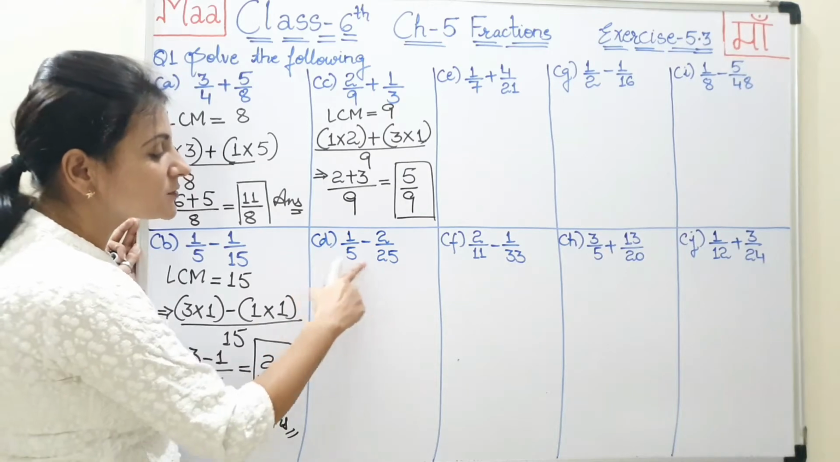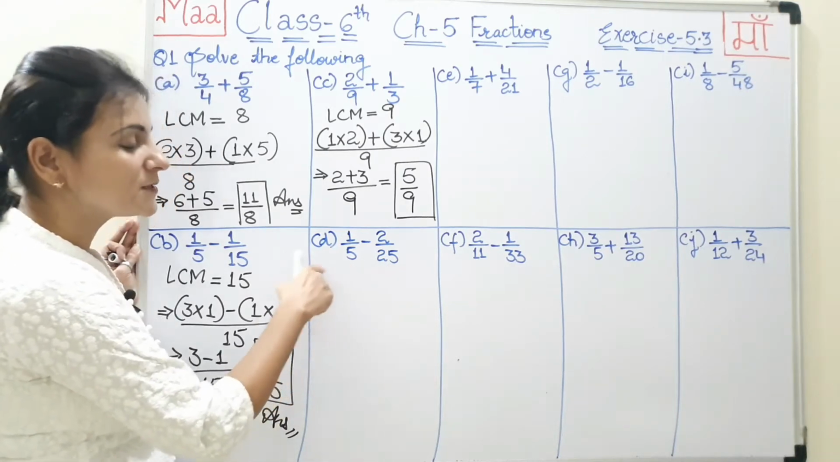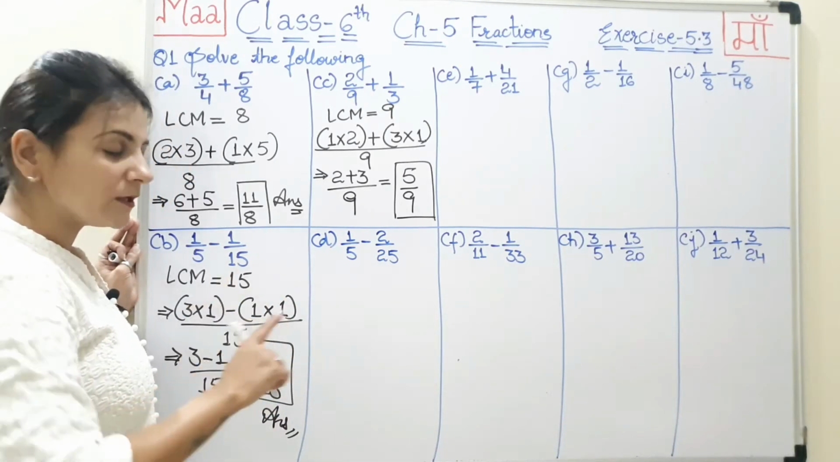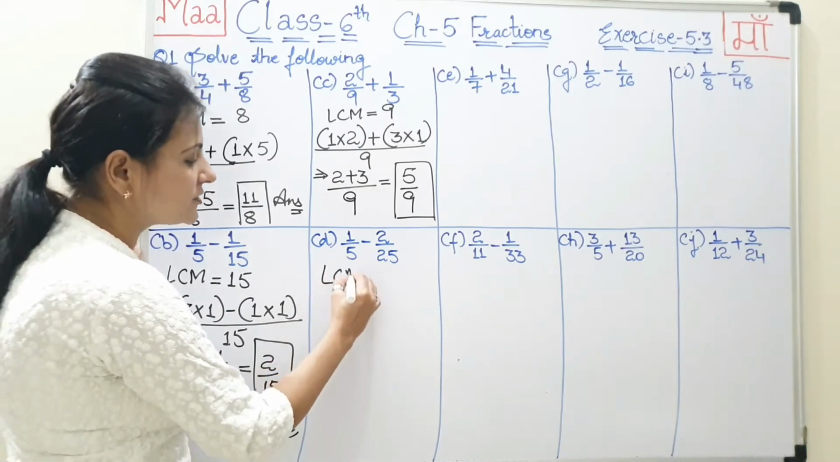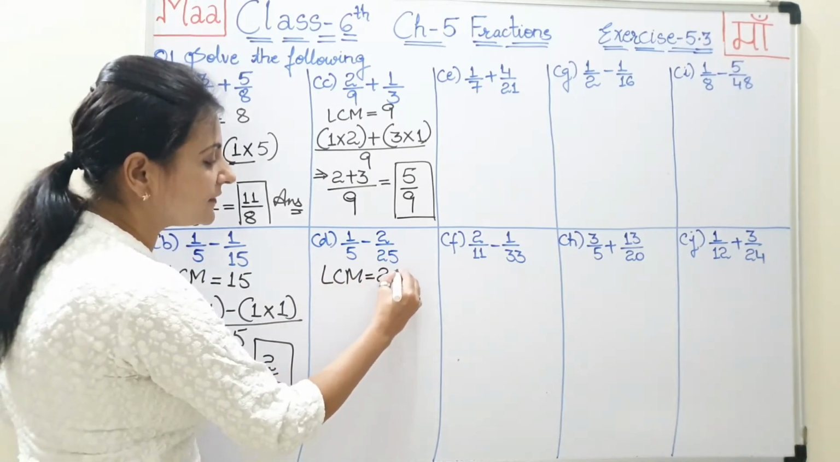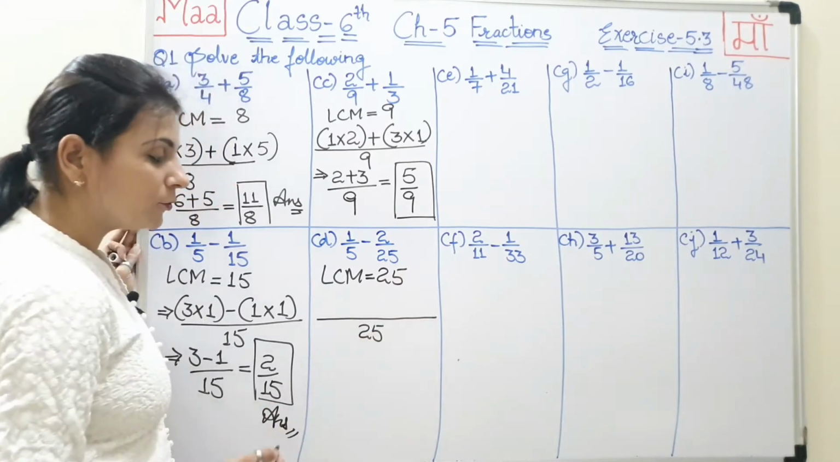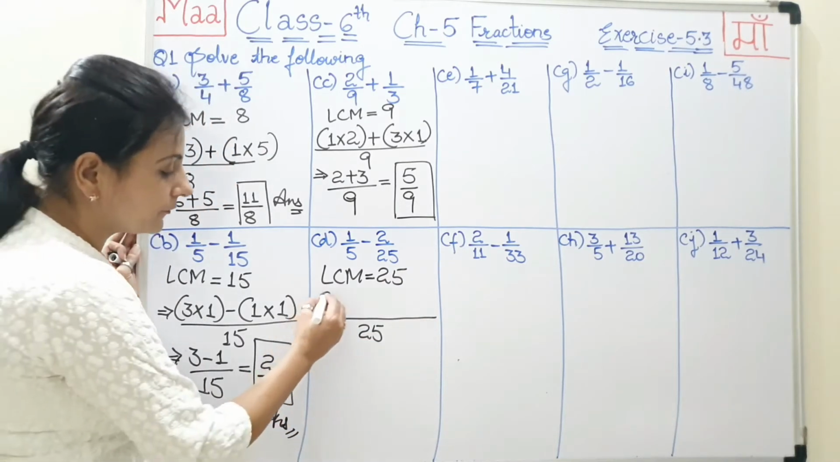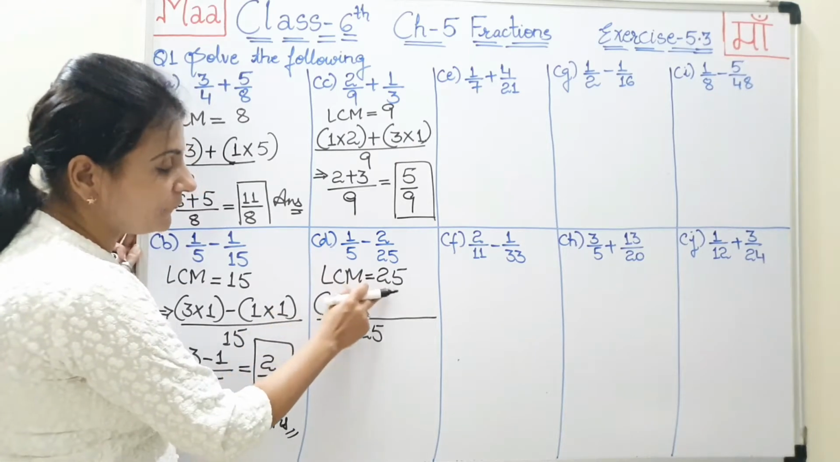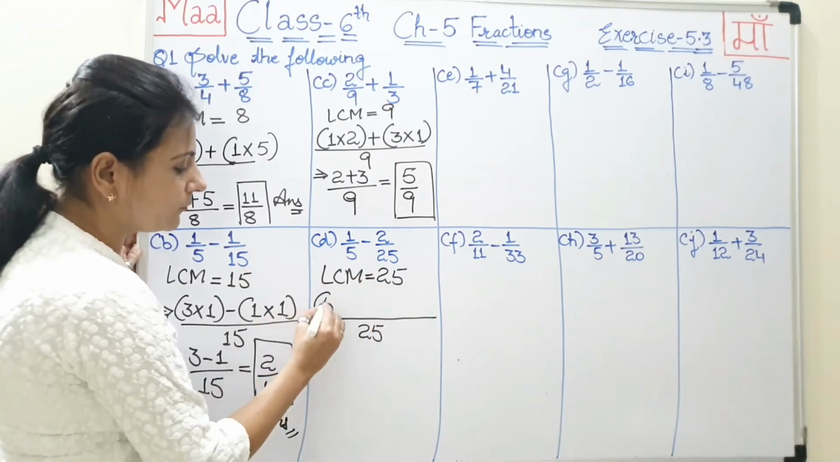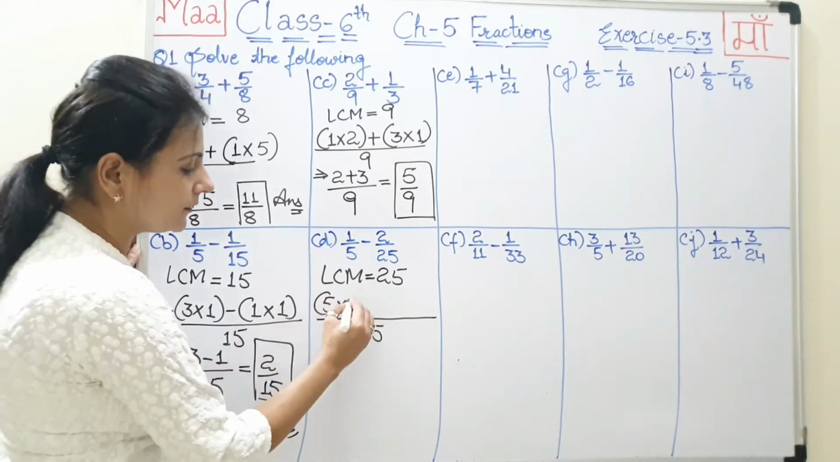Here also you can see students that 25 is divisible by 5. 25 is divisible by 5. So what will the LCM be here? Direct 25 will be the LCM. Now we will draw one line, horizontal line. Write down 25 in the denominator. Draw one bracket. In the table of 5, 25 comes 5 times. So write down 5 here. Multiply by the numerator 1.